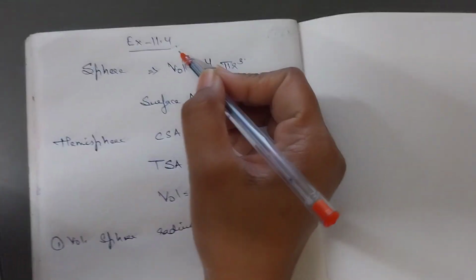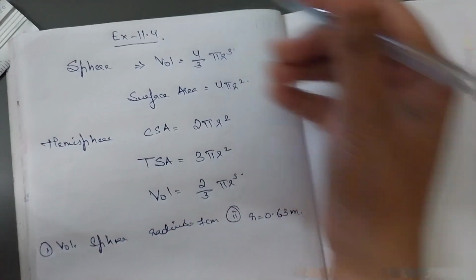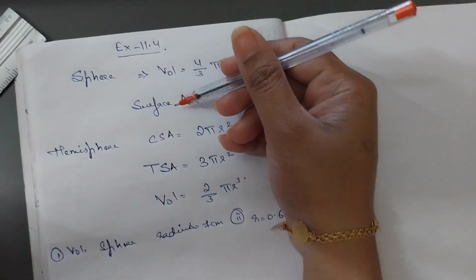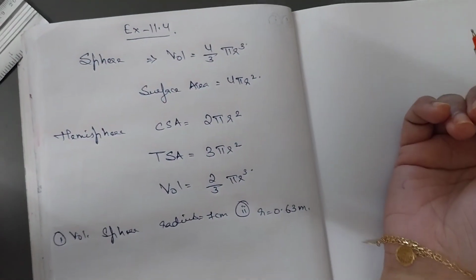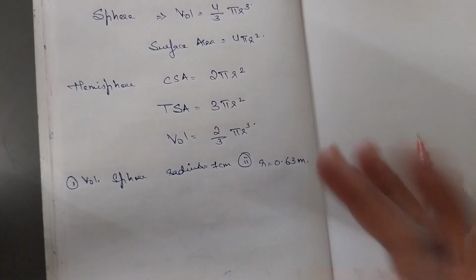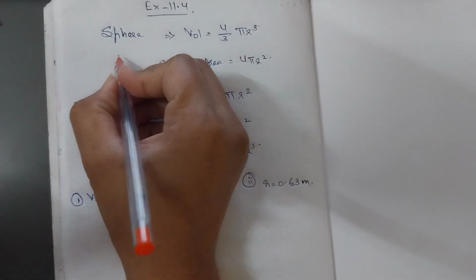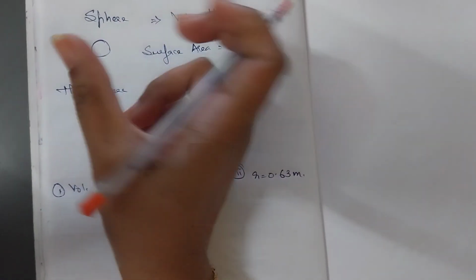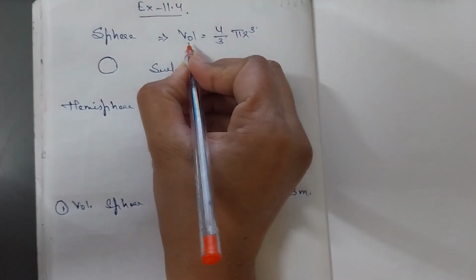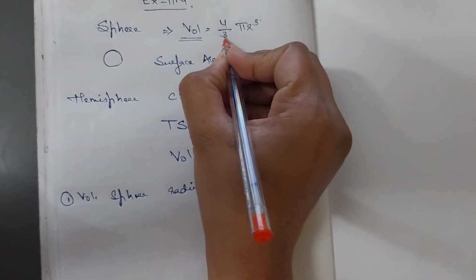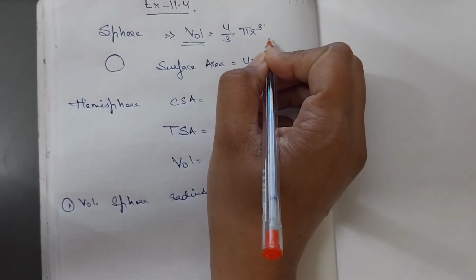Now, starting with exercise 11.4, what we see here is the list of formulas that you're going to be using for solving this particular exercise. So it's talking about the sphere. What is a sphere? It's a circle from all sides. There's no proper base for it. And so for the sphere, the volume formula is 4 by 3 pi r cube.